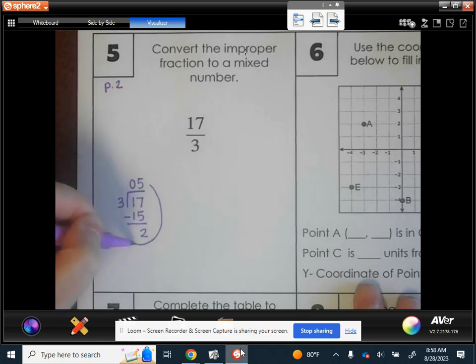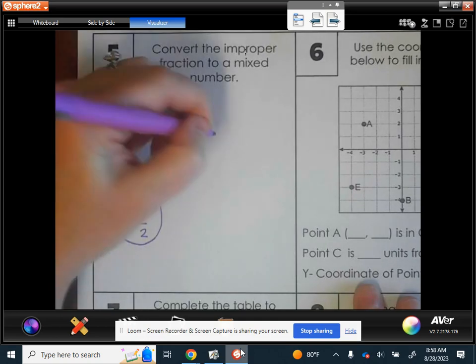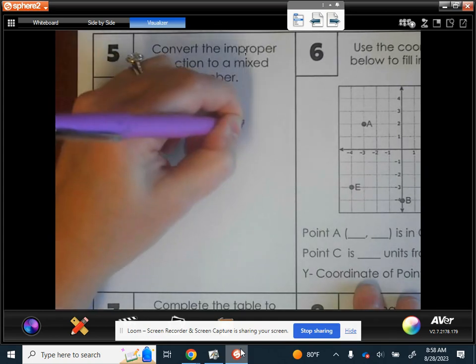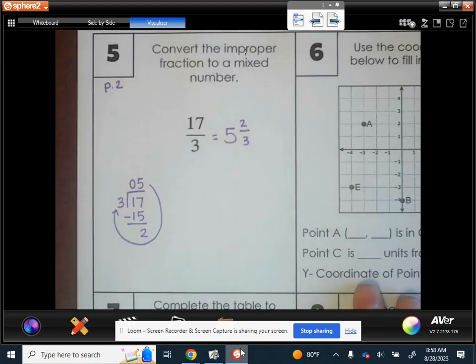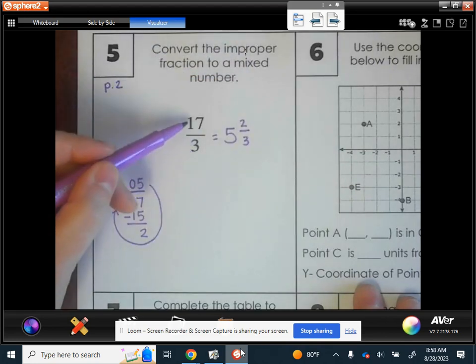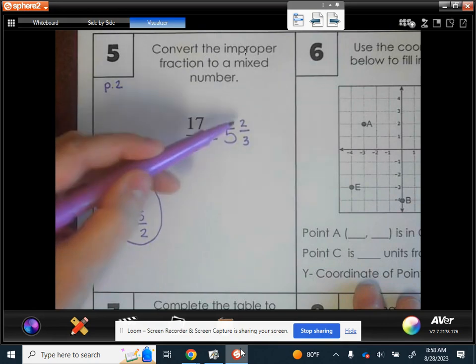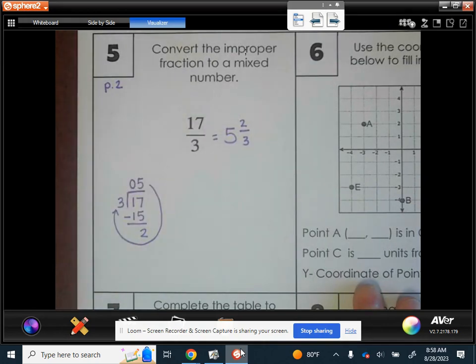And remember, we can draw this arrow that goes all the way around because that's going to help us remember the order. So it's 5 2/3. So 5 wholes and 2/3 left over. Because remember, 3 goes into 17 5 whole times, 2 left over, denominator stays the same.